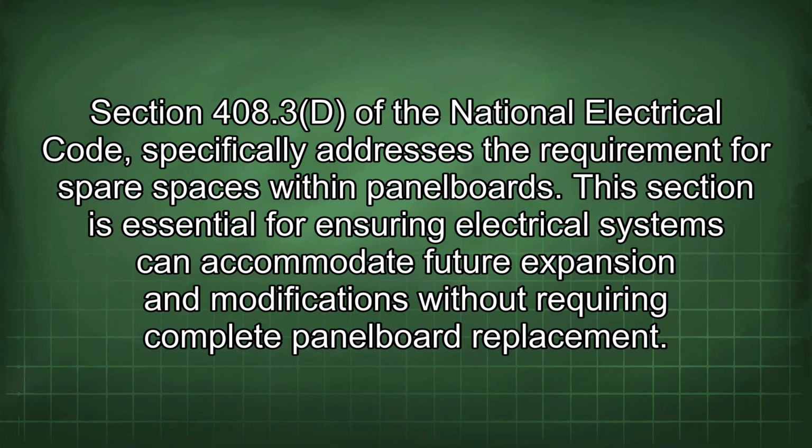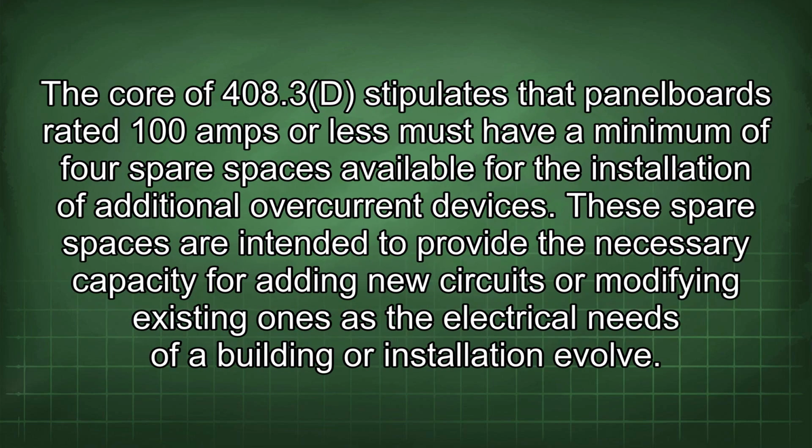Section 408.3d of the National Electrical Code specifically addresses the requirement for spare spaces within panel boards. This section is essential for ensuring electrical systems can accommodate future expansion and modifications without requiring complete panel board replacement. The core of 408.3d stipulates that panel boards rated 100 amps or less must have a minimum of 4 spare spaces available for the installation of additional overcurrent devices.